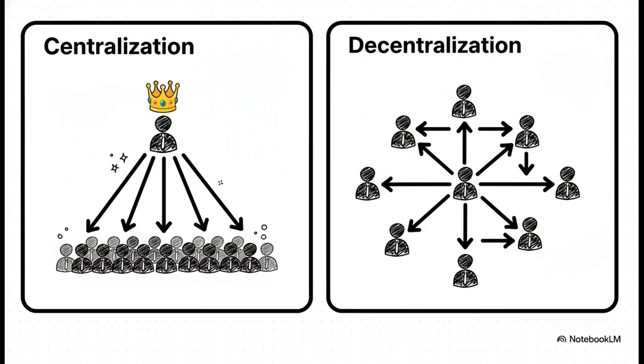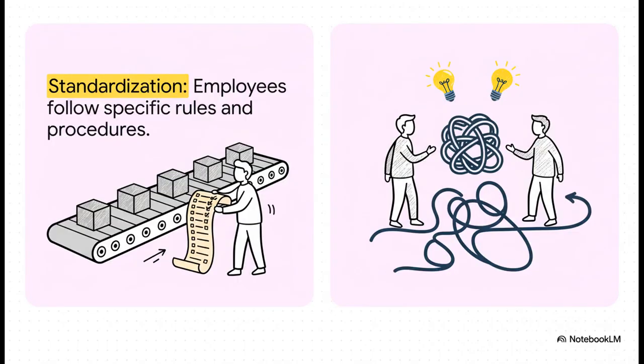Is your organization centralized, where all the major decisions happen at the very top? Or is it decentralized, where you actually push that decision-making power down to the people on the front lines who have the real expertise? Next up, you have to decide how the work actually gets done. Are you going to rely on standardization, with really strict rules and procedures for everything that ensures consistency? Or do you want to lean into mutual adjustment, where you trust your employees to use their own judgment and adapt to situations as they come up?